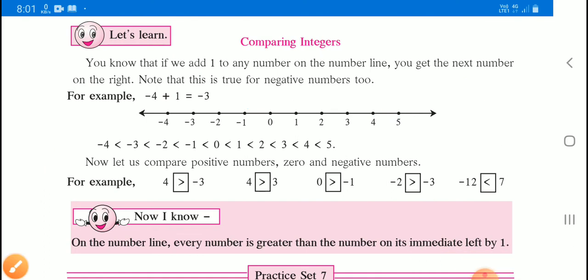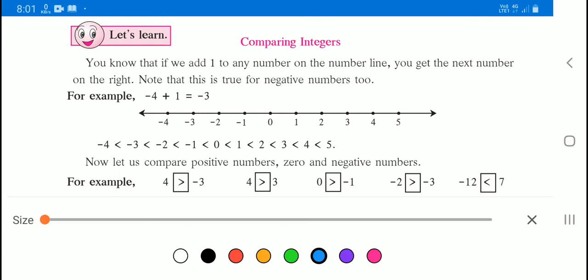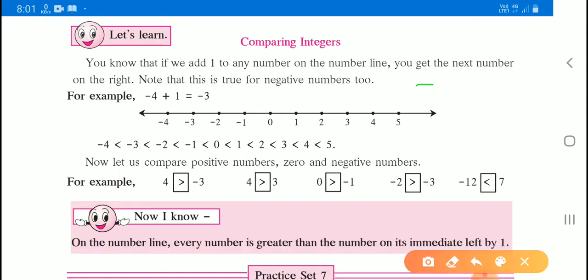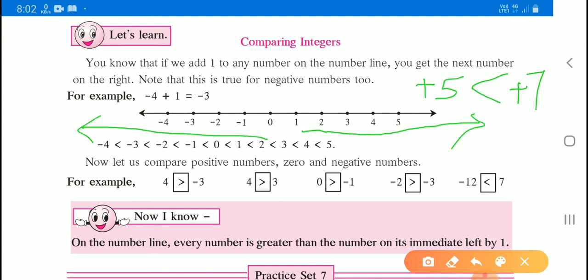Now suppose I take the numbers positive 5 and positive 7. Which number is greater? Positive 7. Going right, the numbers increase, and going left, the numbers decrease. So on the left side, the number nearer to 0 is greater, and on the right side, the number farther from 0 is greater.